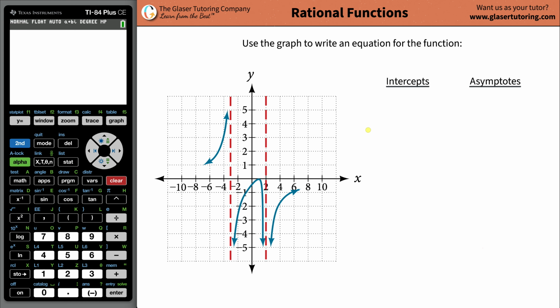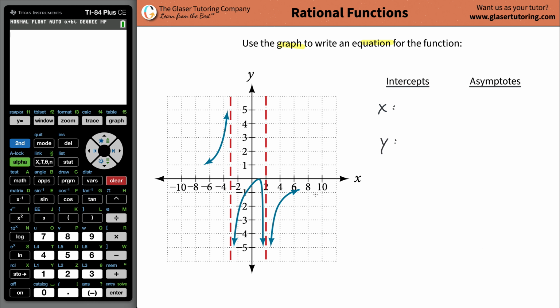Hi, Andrew here. Today I would like to teach you how to use the graph to write an equation for the following rational function. It turns out that we need to focus on two things: the intercepts and the asymptotes. Remember, there are two types of intercepts: an x-intercept and a y-intercept.